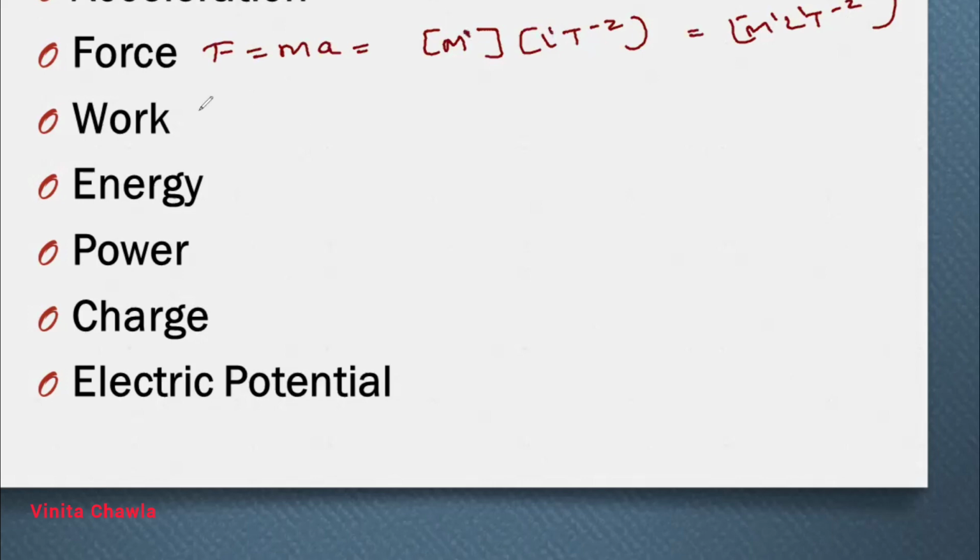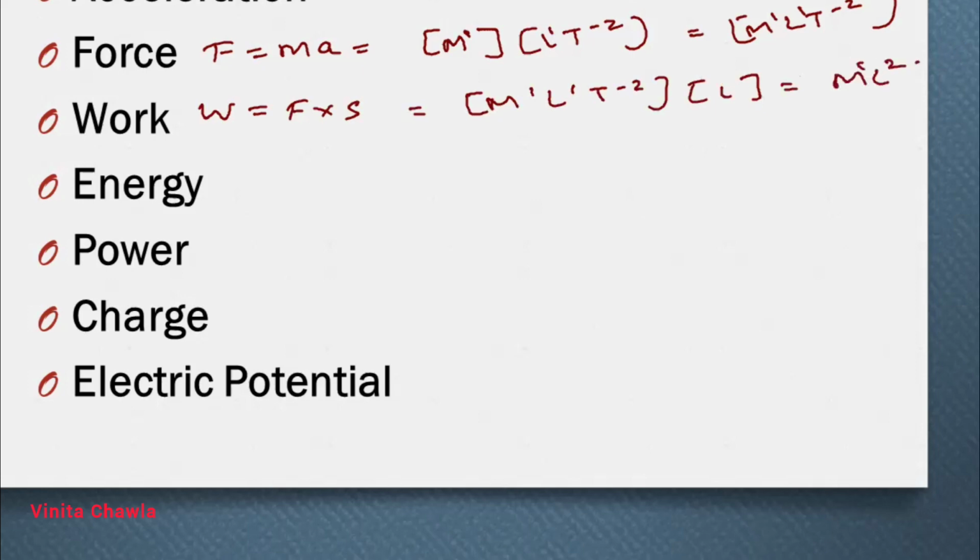Work done is force multiplied by displacement. So write the dimension of force first, it's M1 L1 T minus 2, and then write the dimension of displacement. So you'll get M1 L2 T minus 2. Please verify your answers. Energy and work, they are equivalent terms, right? So energy has the same dimensions, ML2 T minus 2.